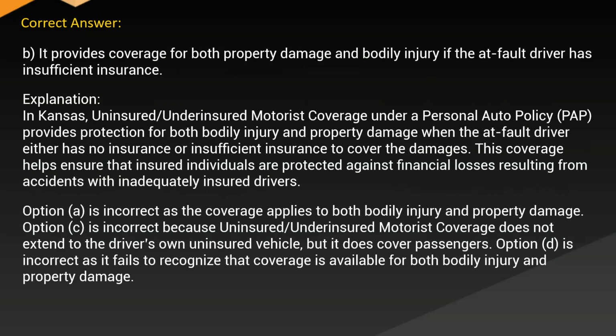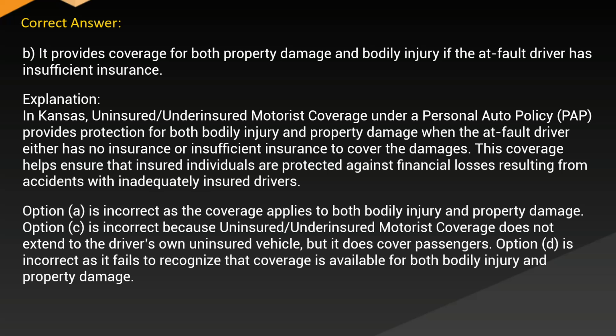Correct answer. B. It provides coverage for both property damage and bodily injury if the at-fault driver has insufficient insurance. Explanation. In Kansas, uninsured and underinsured motorist coverage under personal auto policy, PAP, provides protection for both bodily injury and property damage when the at-fault driver either has no insurance or insufficient insurance to cover the damages. This coverage helps ensure that insured individuals are protected against financial losses resulting from accidents with inadequately insured drivers.